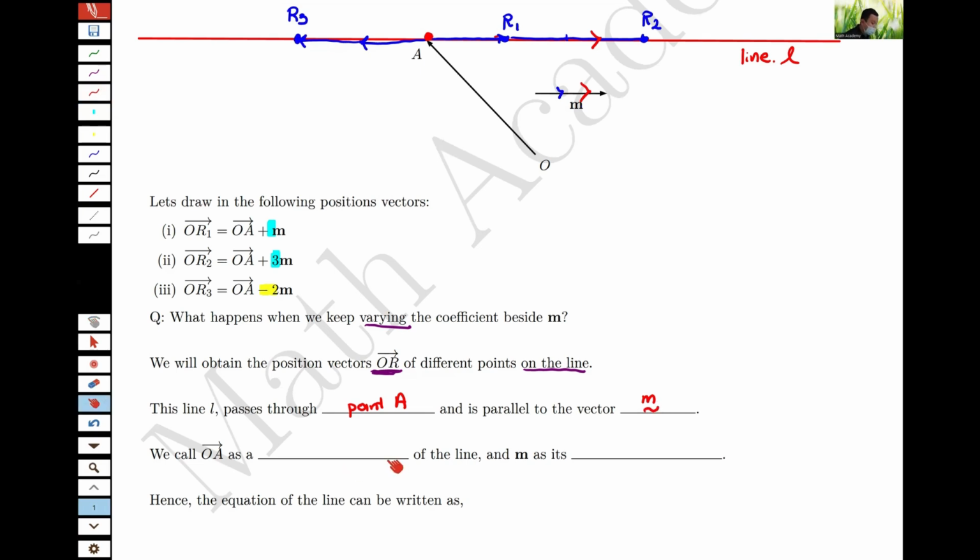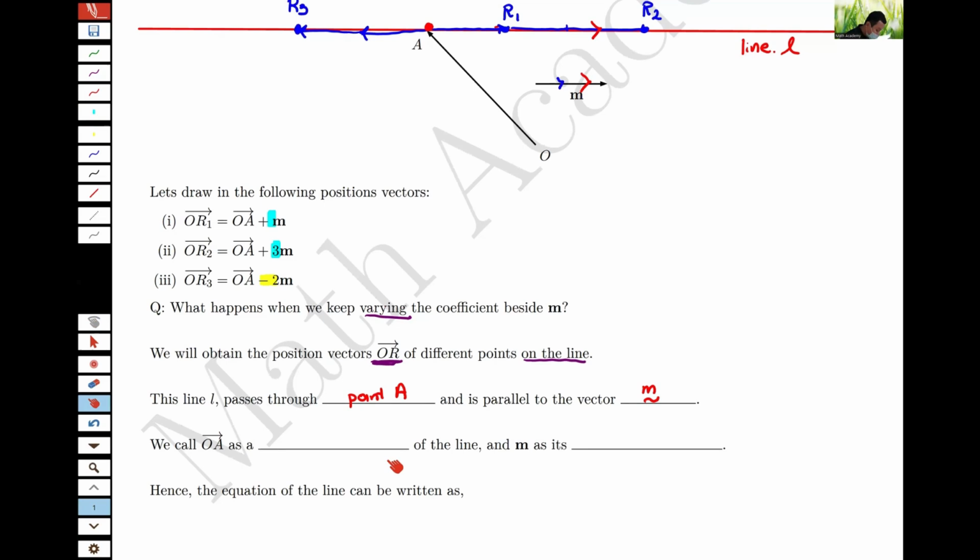There are names given for these two things. For a line, we call OA a position vector of the line, or a point on a line is the same. And M, in particular, we call a direction vector. Direction vector just means a vector that is parallel to the line.